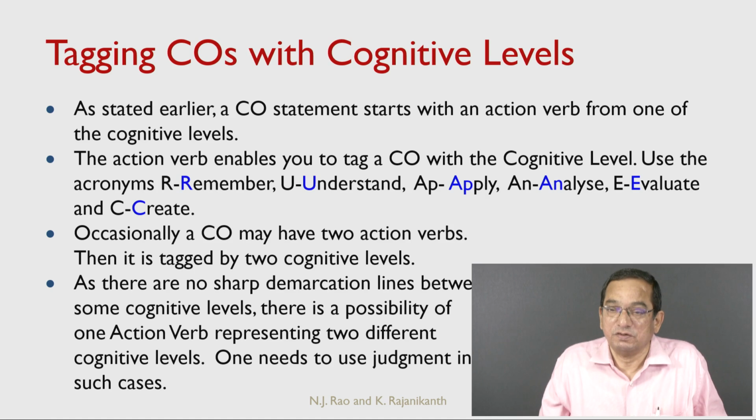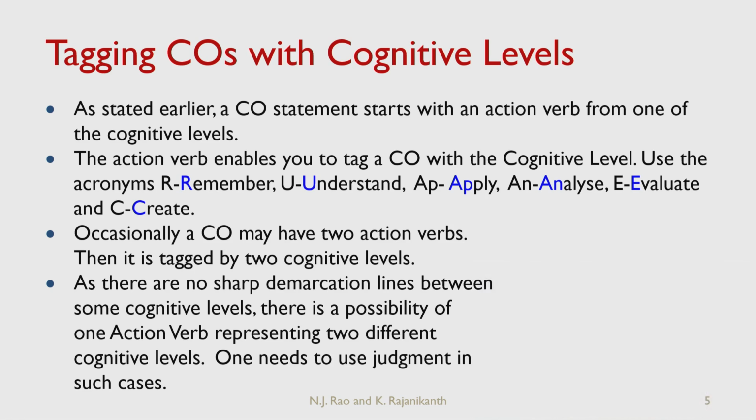Occasionally, we have seen that a CO may have two action verbs, then it is tagged by two cognitive levels. If we look at the way the action verbs are associated with the cognitive processes, we have seen that sometimes the same action verb may be associated with two different cognitive processes. For example, we have seen that distinguish can be associated with the cognitive process of understand, as well as with the cognitive process of analyze.